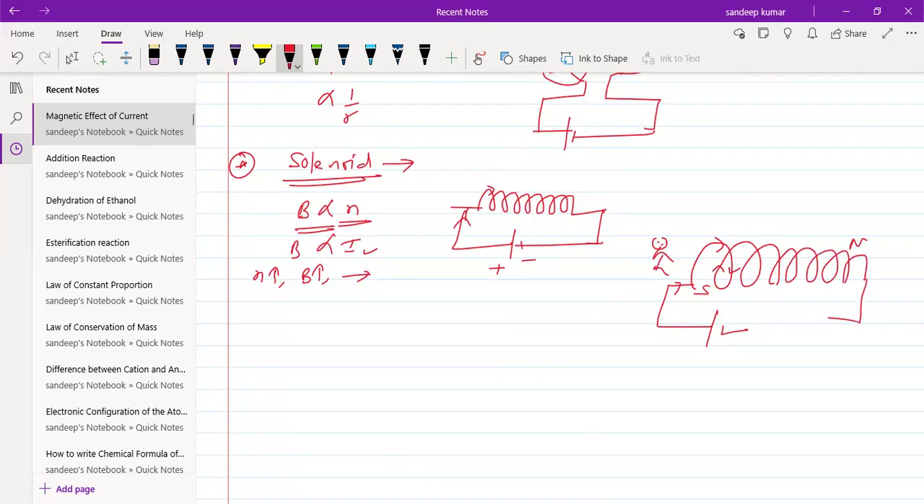So you can take this as south pole, this as north pole. Now this behaves as a bar magnet. So the direction will be from north pole to south pole outside the magnet, and within the magnet it is south to north. So they may ask you to draw the pattern of magnetic field lines due to a solenoid. I'm just going to show you these notes.